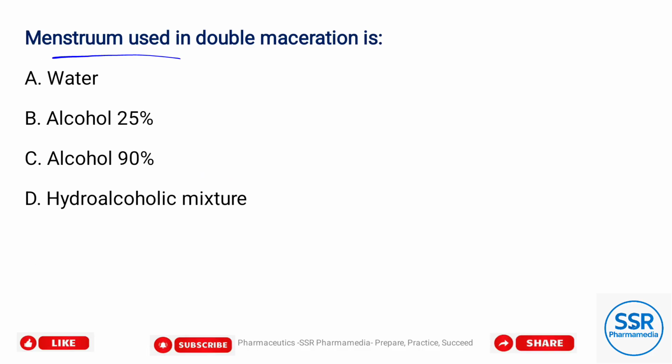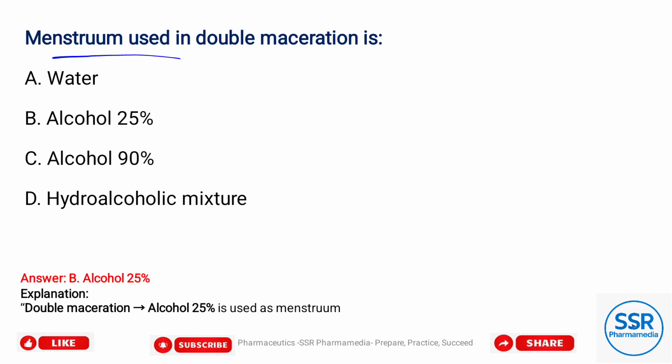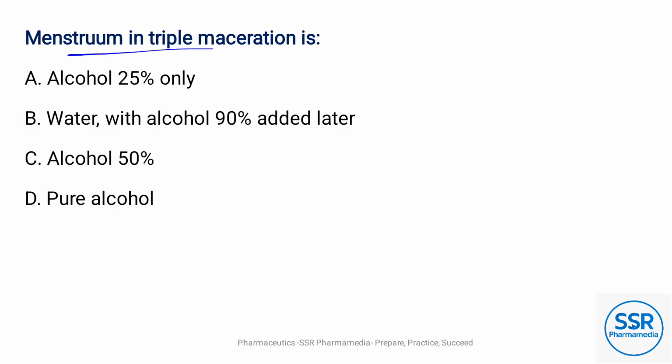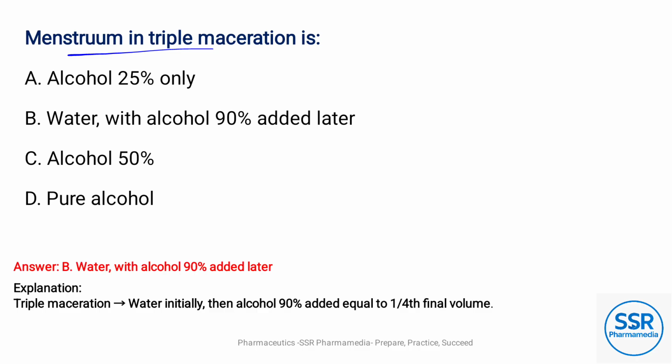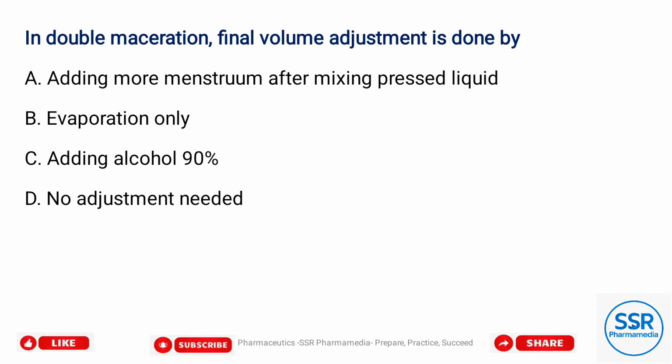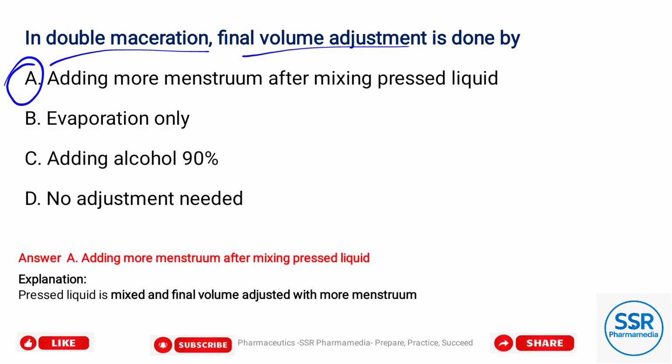Menstruum used in double maceration is option B, alcohol 25%. Menstruum in triple maceration is option B, water with alcohol 90% added later. In double maceration, the final volume adjustment is done by option A, adding more menstruum after mixing pressed liquid.